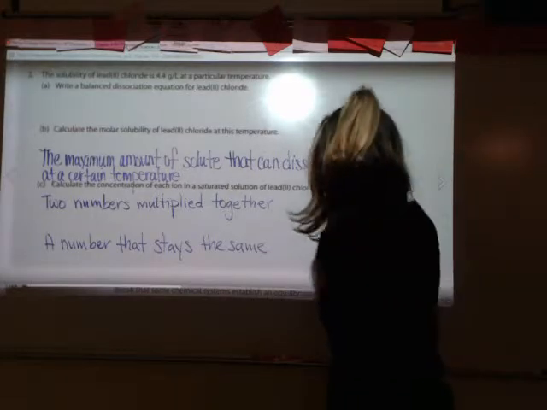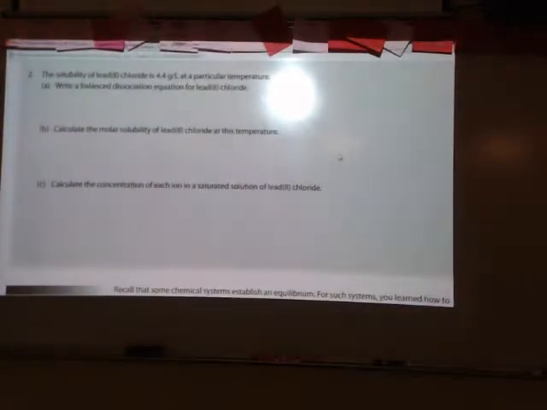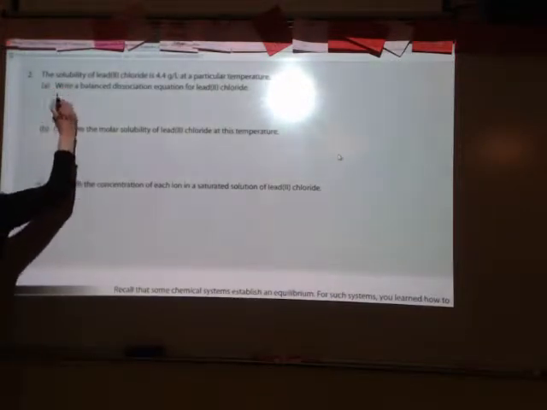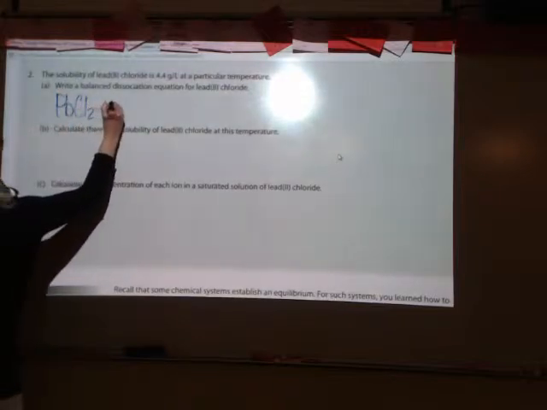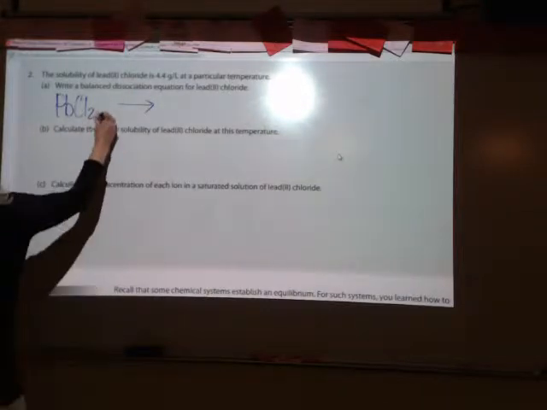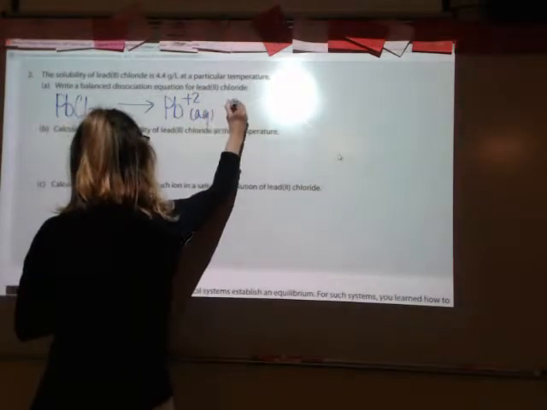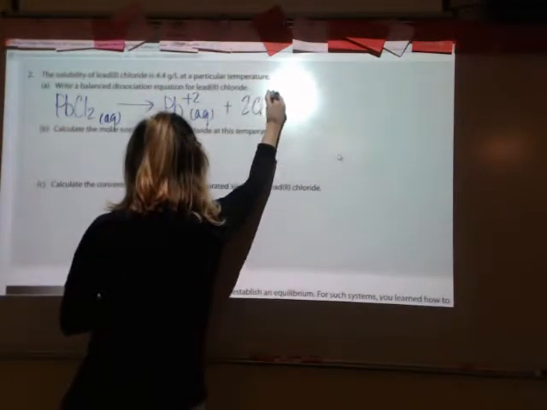We need to practice just some basic unit canceling before I get into it. It says the solubility of lead 2 chloride is 4.4 grams per liter at a certain temperature. Write the balanced dissociation equation for lead 2 chloride. What's the chemical formula for lead 2 chloride? PbCl2. Okay, so if I have PbCl2 and it's dissociating, what ions am I going to form? Pb2+, Cl-, and 2 Cl-.